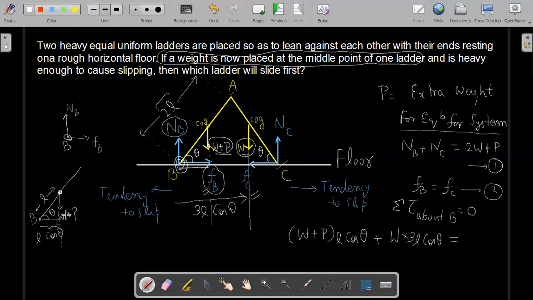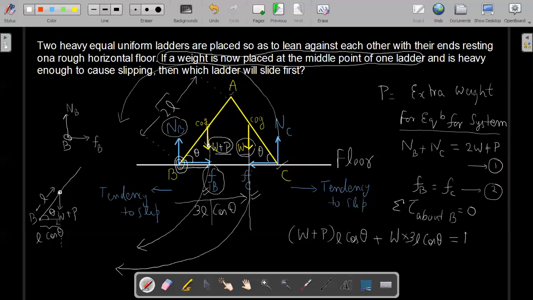look, this weight W plus P, which is in the downward direction, will generate a clockwise torque about point B. The weight W of ladder AC will also produce a clockwise torque about B, whereas this normal reaction force at point C will produce anti-clockwise torque about point B. So the total torque in the clockwise direction must be balanced by the total torque in the anti-clockwise direction given by the normal reaction force at point C.